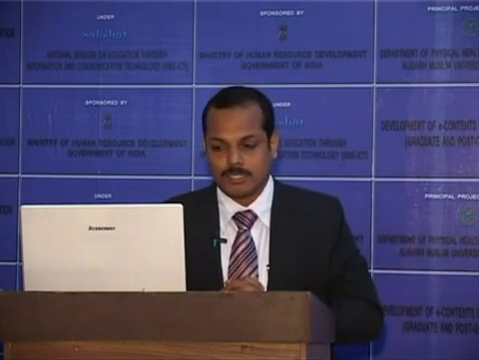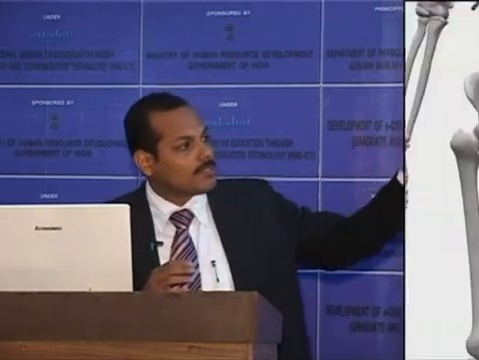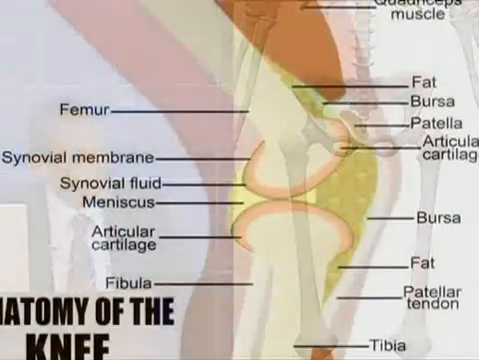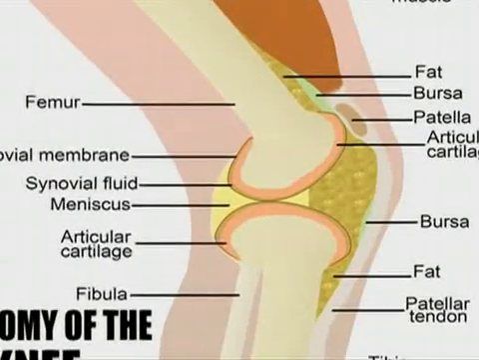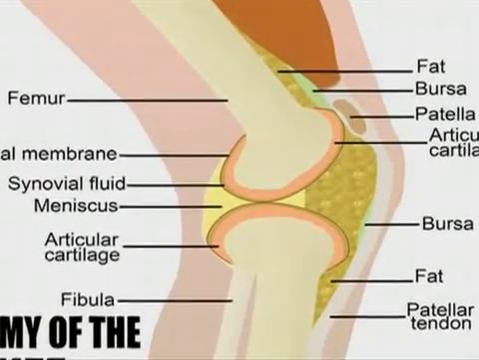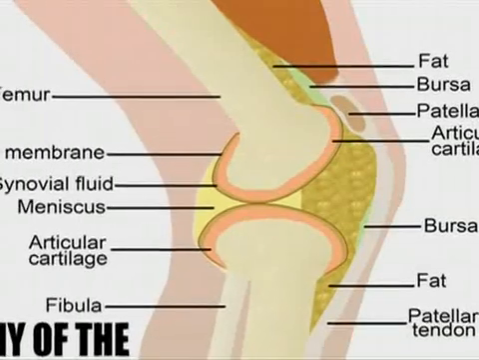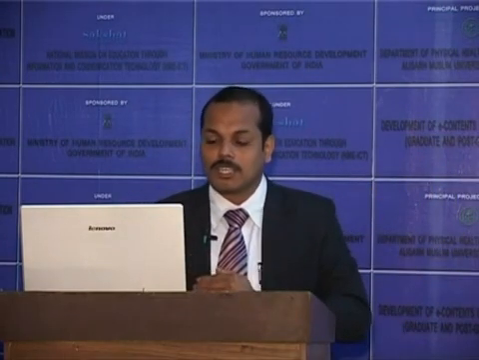The next important structure is the IT band. It starts from the hip, passes along the lateral side and is attached to the proximal end of the tibia. As it is a lateral structure, the main function of this IT band is to support the lateral side. It resists the internal rotation of the tibia, and it maintains the integrity of the lateral side of the knee.